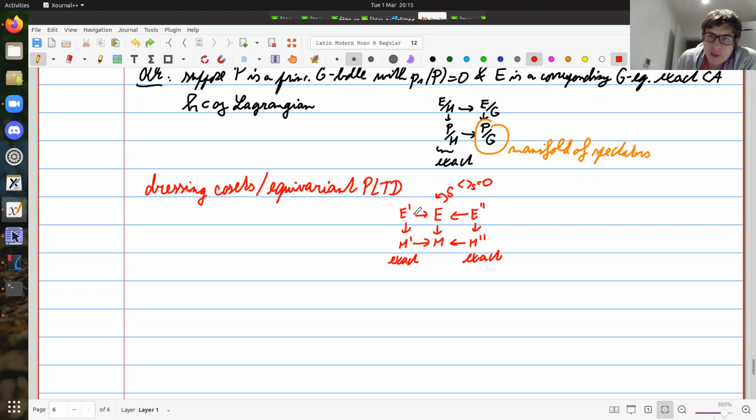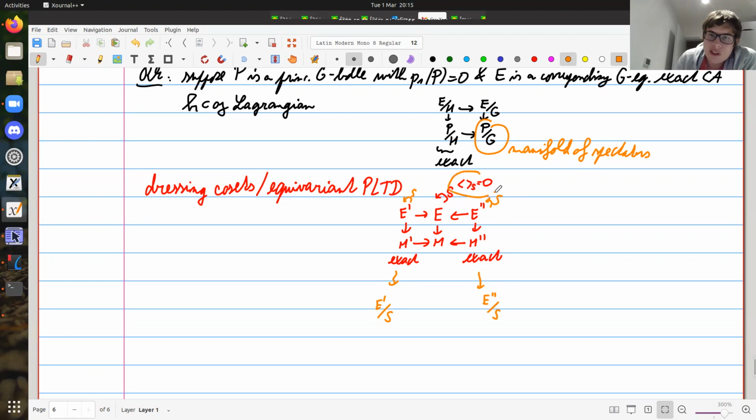Both these things become equivariant. So now this thing makes also this equivariant and this other one as well. And then you can do the reduction. So you will get this E prime over S. And here you will get this E double prime over S.